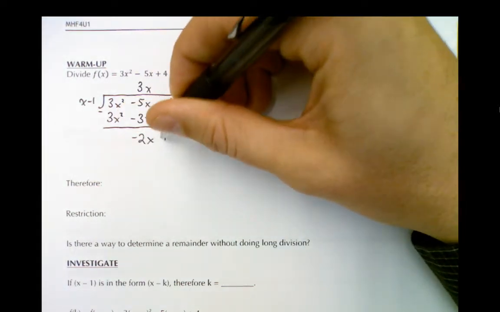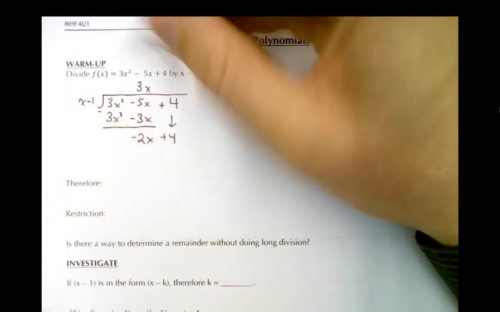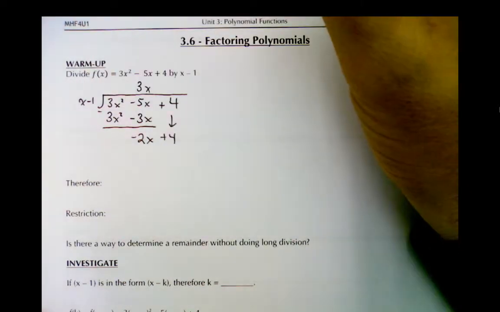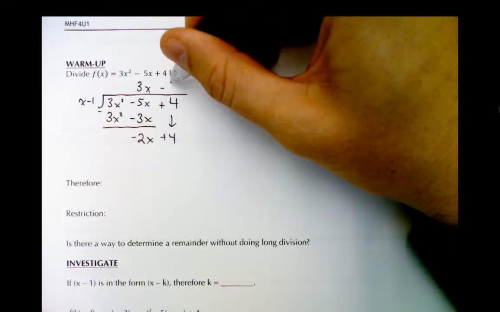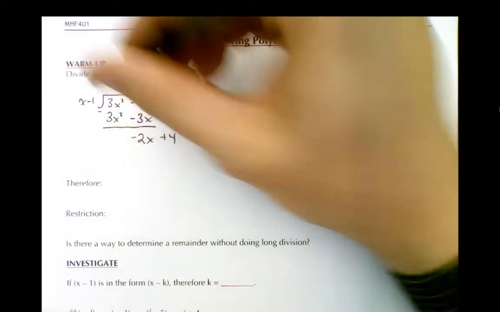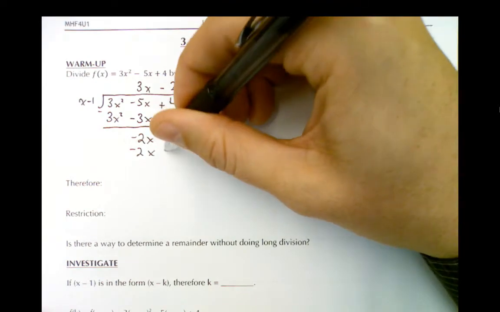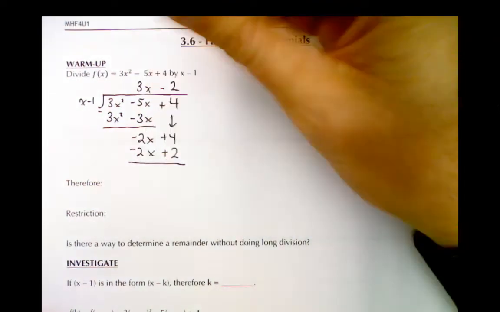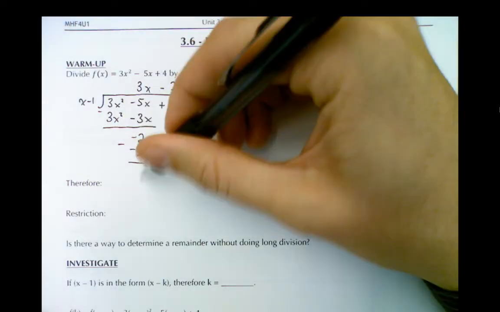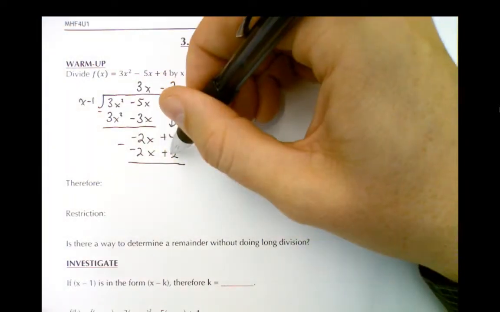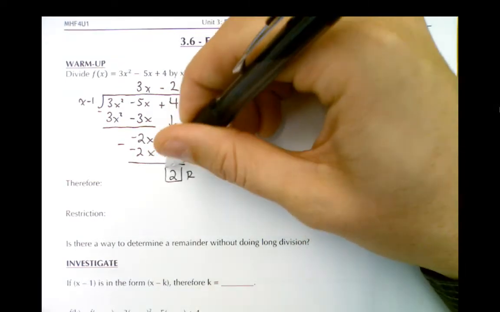Bring down the plus 4, and now we're going to divide negative 2x plus 4 by x minus 1, and we can do that by asking ourselves what times x gives us negative 2x, and the answer is of course negative 2. Negative 2 times x is negative 2x. And follow it through, negative 2 times negative 1 is positive 2, and then subtract down the columns. Negative 2 minus negative 2 is 0, 4 subtract 2 is 2. So we have a remainder of 2.